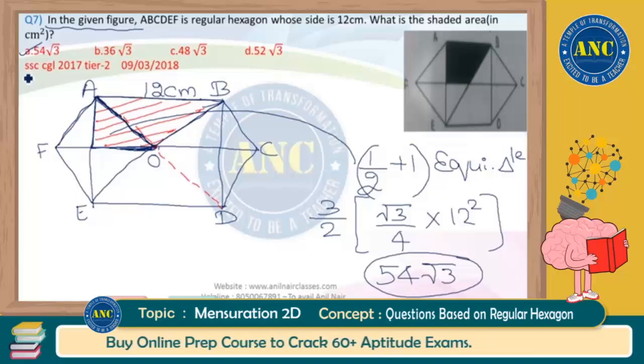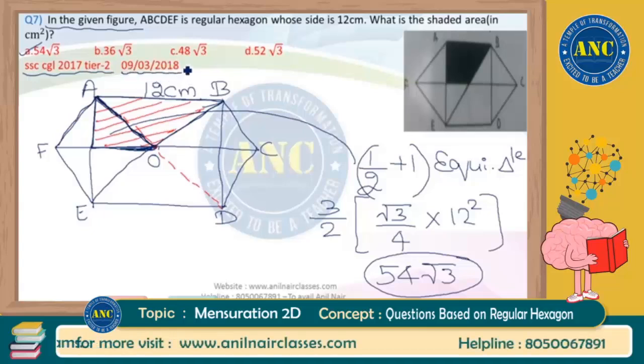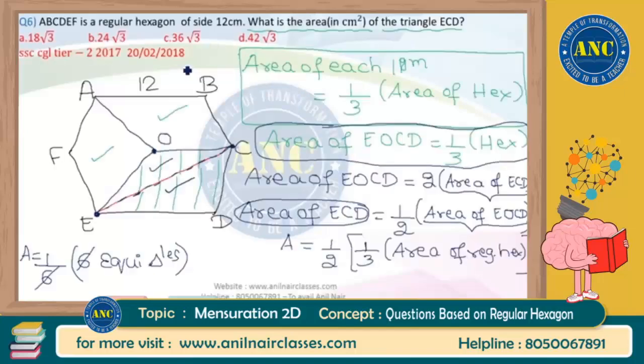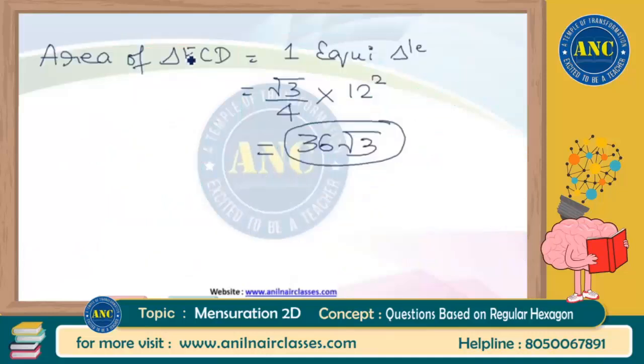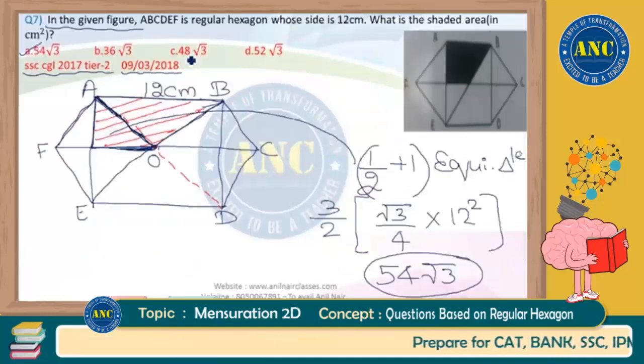Please observe this question. It is your SSC CGL 2017 Tier 2 question, which occurred in March 2018. Same is the case with the previous question, also SSC CGL Tier 2 2017, which happened in February 2018. Both of the last two questions we have discussed are examination questions which happened very recently.